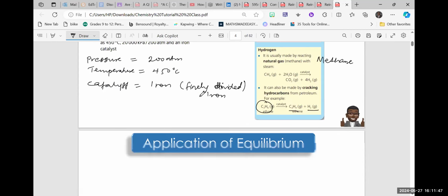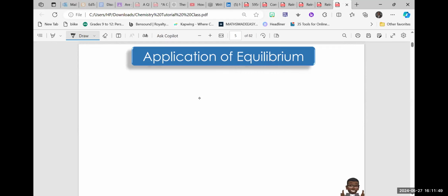Let's now apply chemical equilibrium to this. So we have a reaction, the Haber process, in which nitrogen reacts with hydrogen to form ammonia, right? We can balance the equation. This is balanced. So we know it's a reversible reaction now. How do we apply equilibrium to this? We are looking at two conditions here: pressure and temperature.